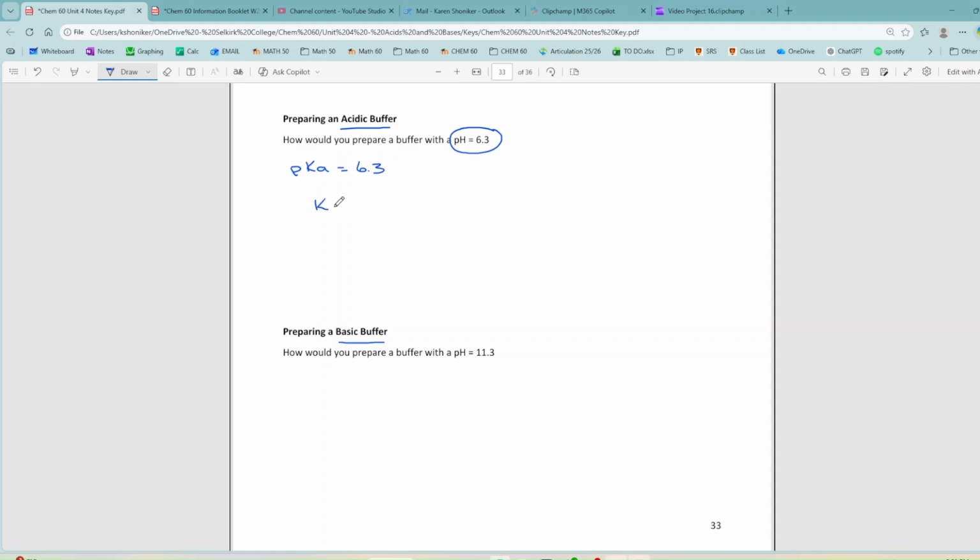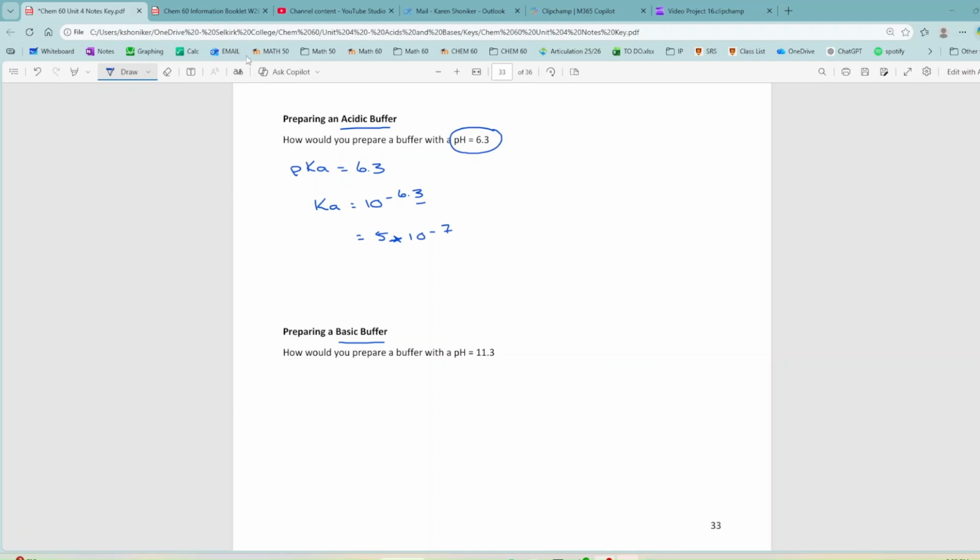So then what we want to do is find the Ka value by doing 10 to the negative 6.3. It's like going from pH to concentration. We're going to go from pKa to Ka. So we're going to plug this into our calculator and we get 10 to the negative 6.3, which is going to give us a Ka value of, to 1 sig fig, 5 times 10 to the negative 7. So we want to buffer somewhere in the 5 times 10 to the negative 7 or something with a Ka around there.